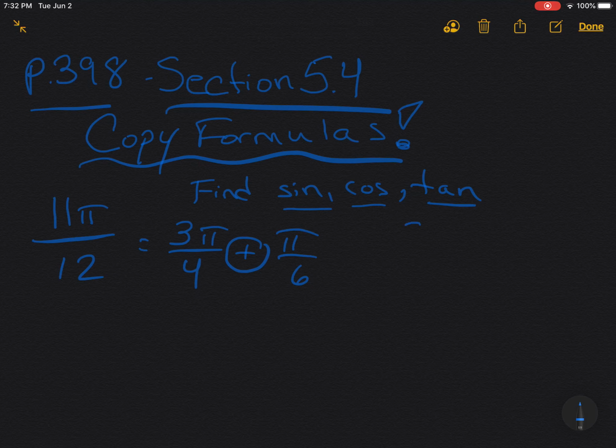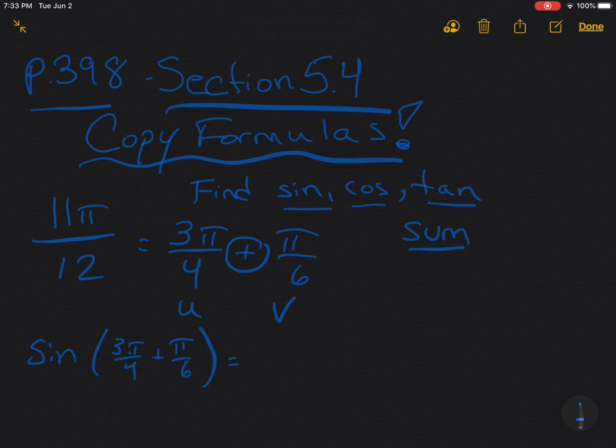Now, these two angles are being added, so that means I'm going to be using my sum formulas, not the difference, since nothing is being subtracted here. And this angle I'm going to call U, and this angle will be called V, just like in the formulas you see right there in front of you. Okay, so let's first find sine. In order to find sine, we're going to write it as it is in the formula: sine of 3 pi over 4 plus pi over 6.